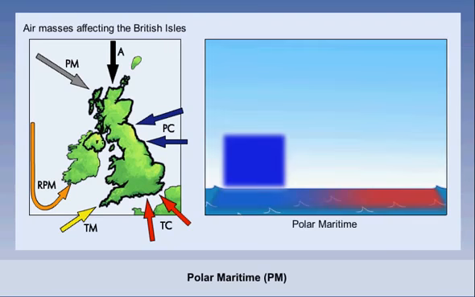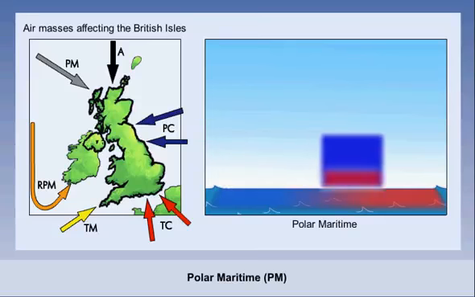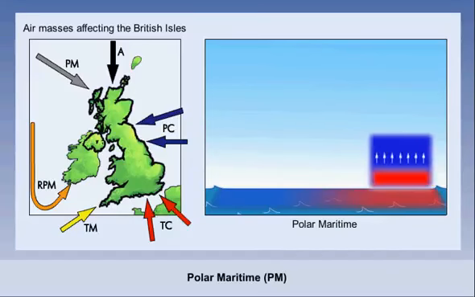Polar maritime. Polar maritime air approaches the British Isles from the northwest. Its source region is the North Atlantic, where it is stable initially, but when moving south, it will pass over warmer surfaces and as a result be warmed from beneath. This will cause it to become increasingly unstable as it approaches Europe. Its relative humidity is quite high, but it has good visibility associated with it.